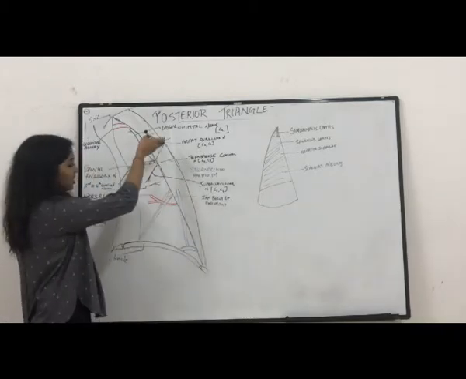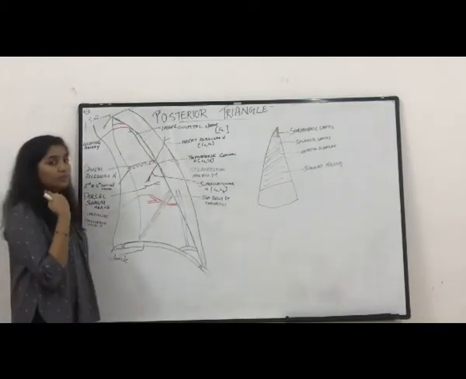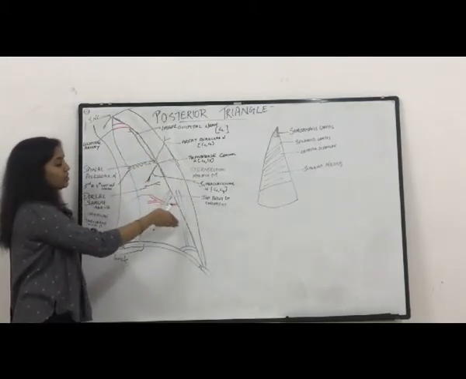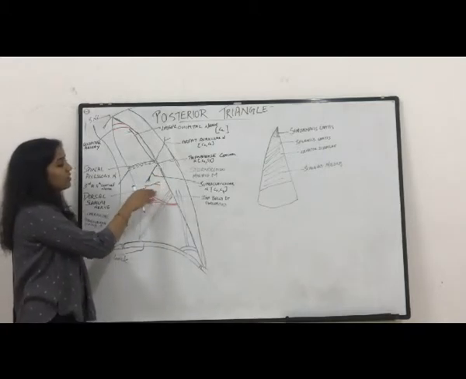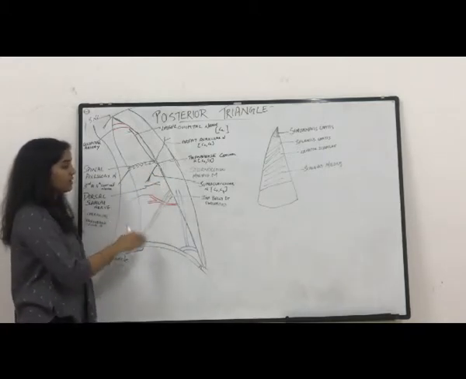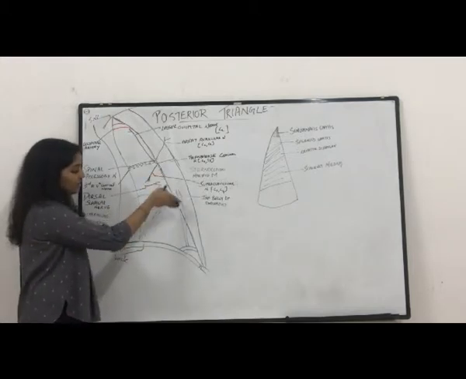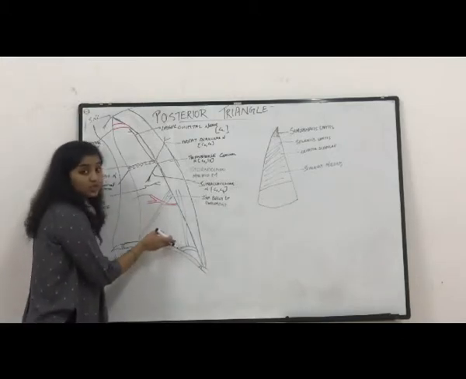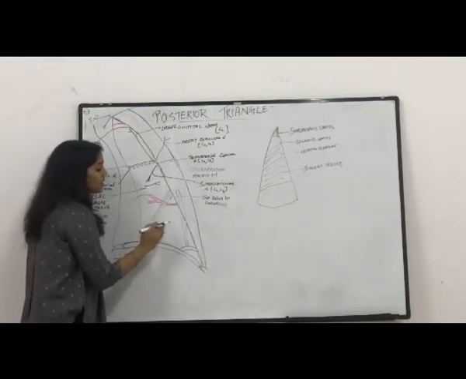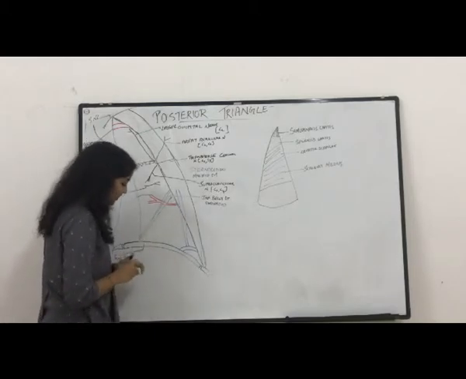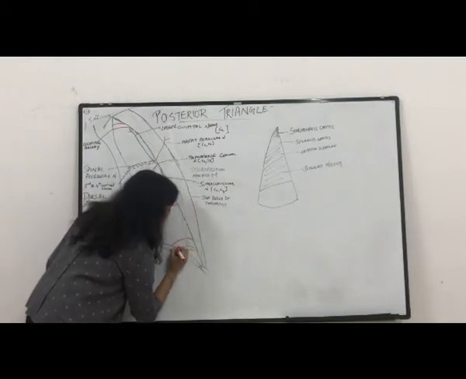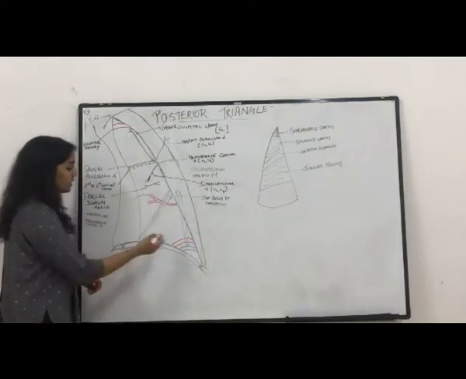The external jugular vein begins at the angle of the mandible. It runs obliquely downwards through the sternocleidomastoid, pierces the roof of the posterior triangle, which we have studied before, and it comes downwards and joins the subclavian vein. So the terminal part of the external jugular vein also forms one of the contents of the posterior triangle. There is the subclavian vein. This is the subclavian artery.